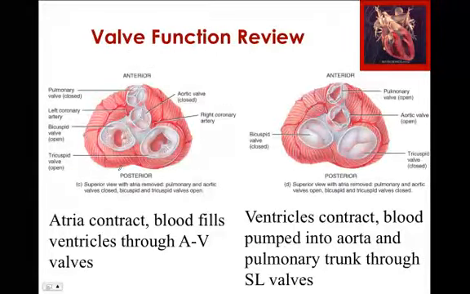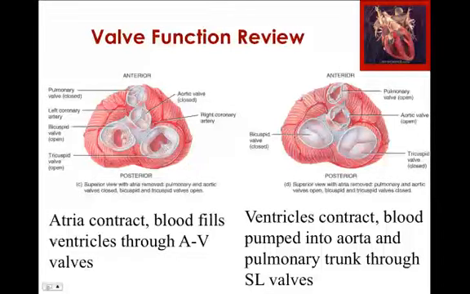So when your atria contract, okay, blood is going to flow through the AV valves, the atrioventricular valves, or the tricuspid and bicuspid valves. And that's because, again, as the atria fill with blood, the pressure is going to get higher in the atria, and then as the atria contract, that pressure is going to get even higher as they compress the blood in there. And then as that pressure becomes higher than what it is in the ventricles, it's going to push blood through those atrioventricular valves.